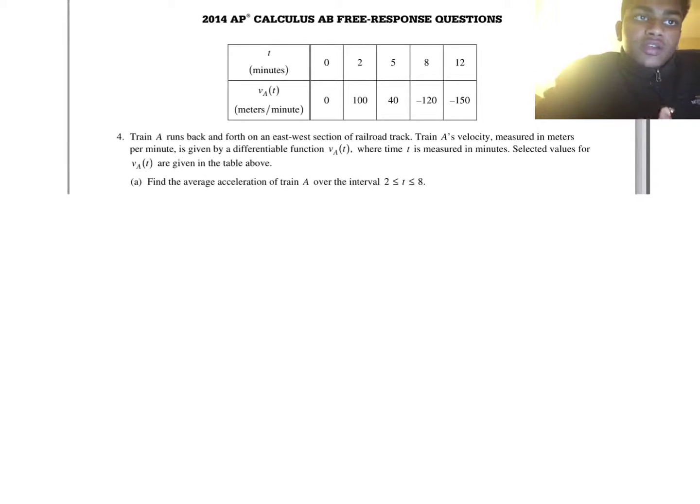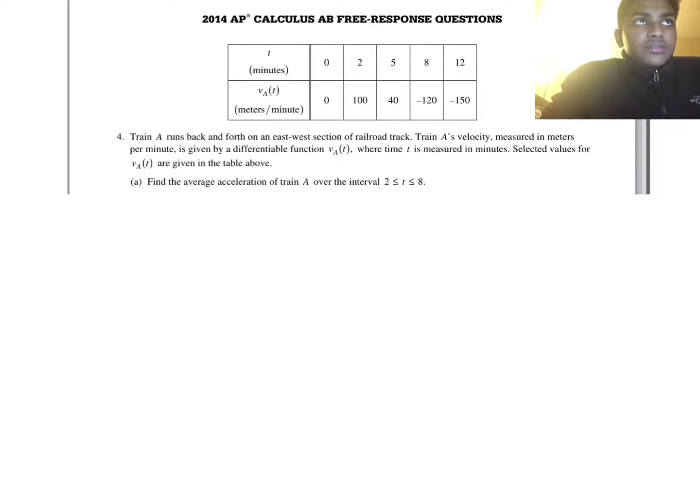Our first step is to read through what is given to us. So we are given a chart with values t and VA of t, with t given in minutes and VA of t given in meters per minute. Train A runs back and forth on an east-west section of railroad. Train A's velocity, measured in meters per minute, is given by a differentiable function VA of t, where t is measured in minutes. Selected values for VA of t are given in the table above. Now we can move on to part A.